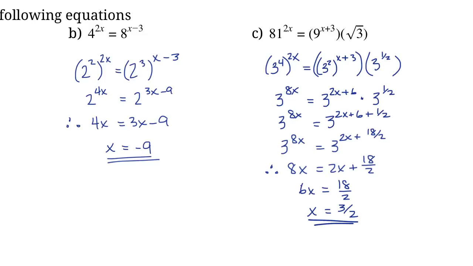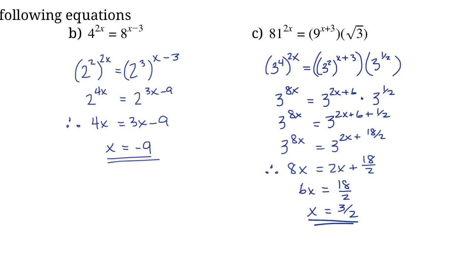For C, the common base that they all have is 3, right? 81 is 3 to the power of 4, 9 is 3 to the power of 2, and 3 is already in the base 3, but remember root 3 is just an exponent of 1/2. So then we just distribute these exponents. For this term we distribute the exponents, and same thing.